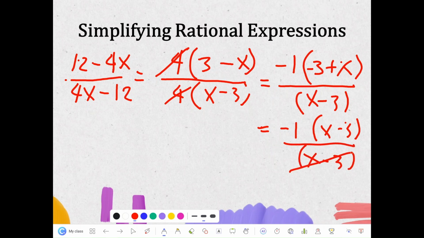So you can cancel this out. You will be left with negative 1. And negative 1 is your final answer.